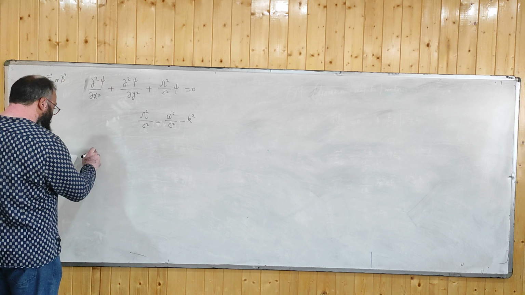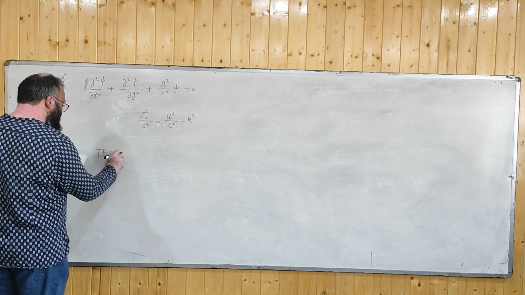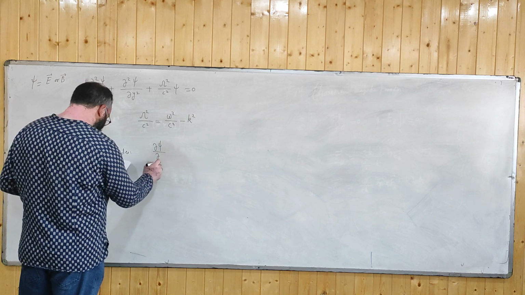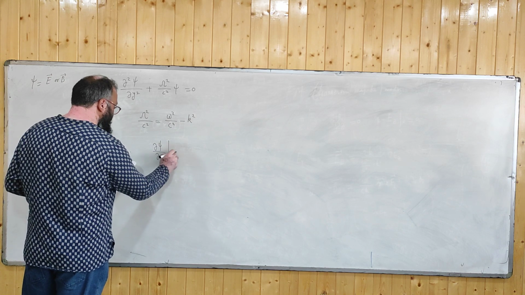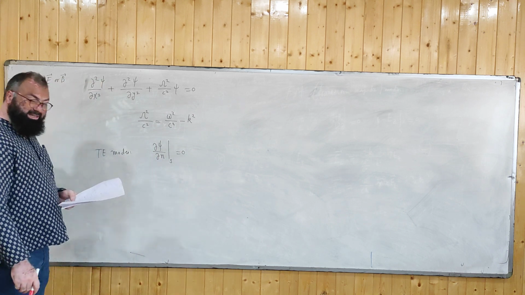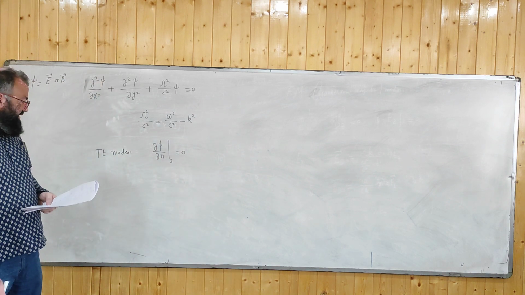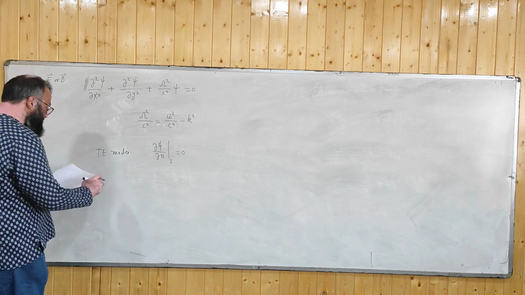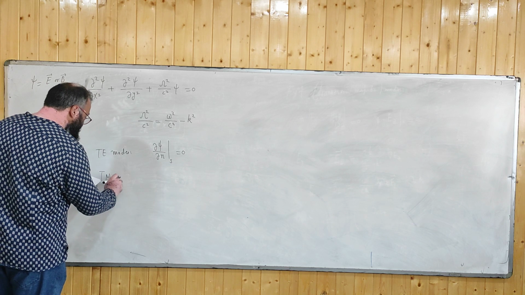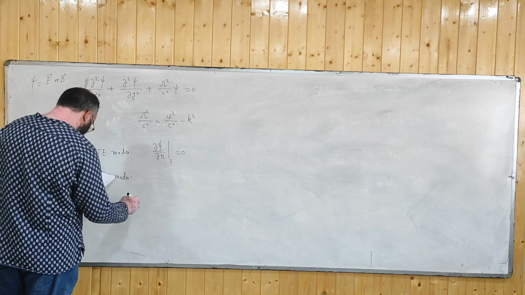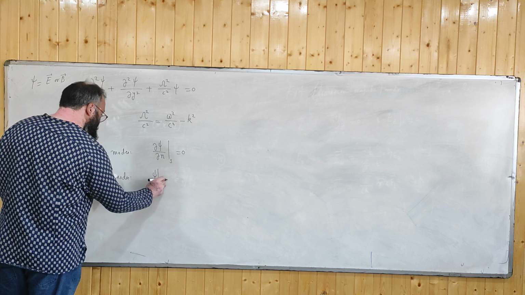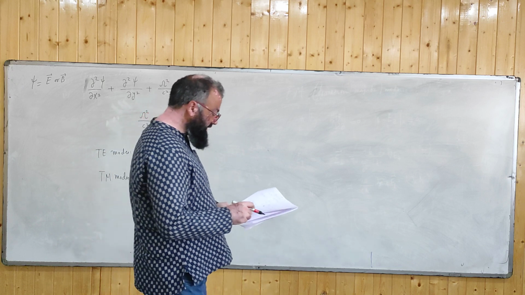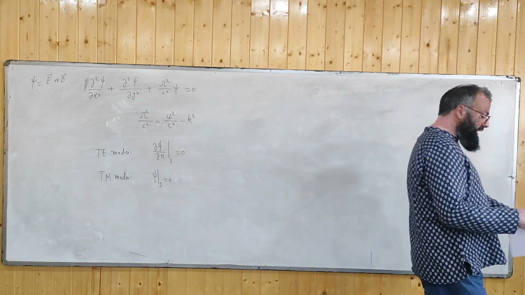So I will define the TE modes. The boundary condition is that if partial psi by partial n on the surface is equal to 0, then I have these TE modes. Clear? Okay. So now I have TM modes, with psi defined on the surface. So these specify the modes.